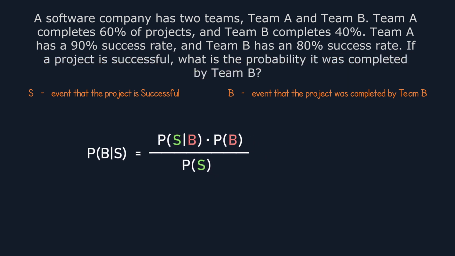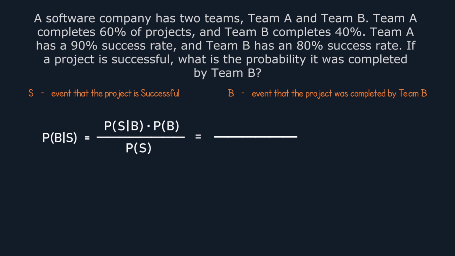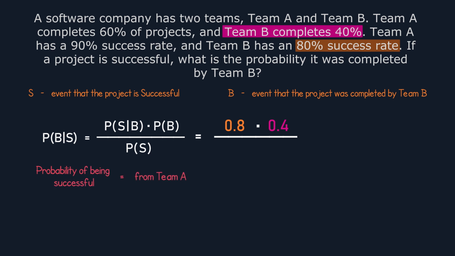Now let's plug in the numbers from the problem. Here, the probability of S given B is 0.8 since Team B has an 80% success rate. The probability of B is 0.4 because Team B completes 40% of all projects. We can figure out the probability of S, the total probability of any project being successful, by considering the two ways it can happen. It can come from Team A and be successful, or it can come from Team B and be successful. Remember, whenever we see the word and, we multiply, and whenever we see or, we add.